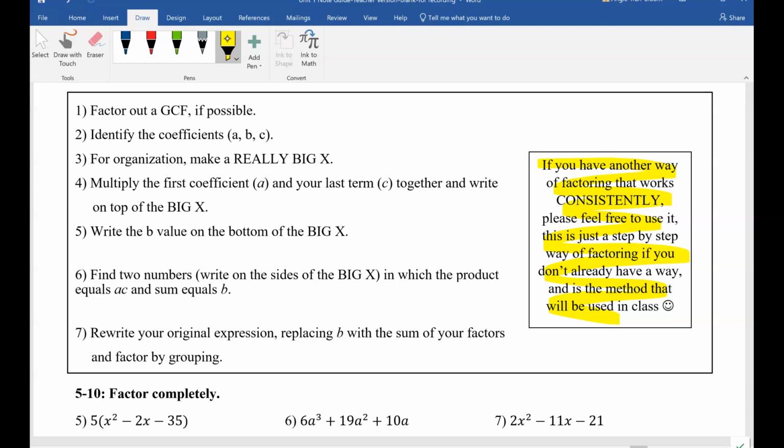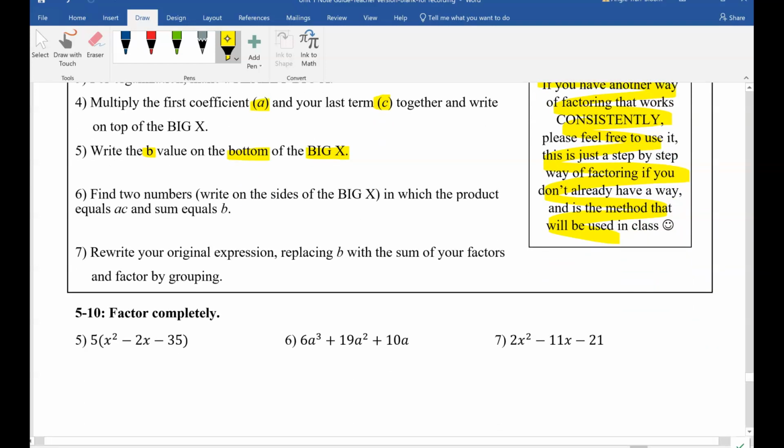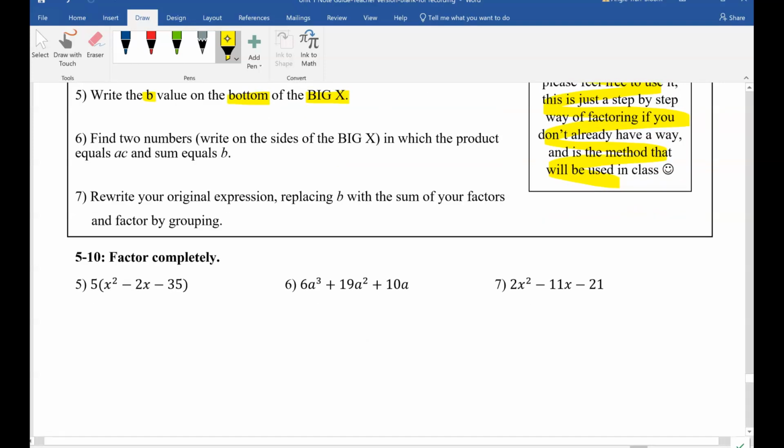Multiply the first coefficient, which is your A, and your C together, and write it on top of this big X. And yes, we are going to work this out together. Write the B value on the bottom of the big X that we just made. Find 2 numbers, which is where we're going to write on the side of the X, in which the product equals A times C and the sum equals B. Then write your original expression, replacing B with the sum of your factors, and factor by grouping. So that's where you have to know how to factor by grouping first.